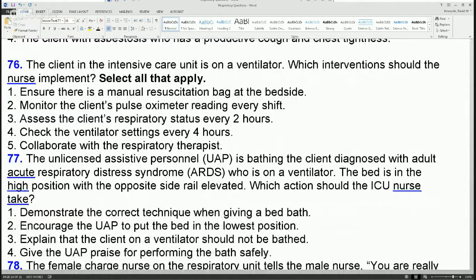All right, Robert. Select all that apply. The client in the ICU is on a vent. Which intervention should the nurse implement? Select all that apply.